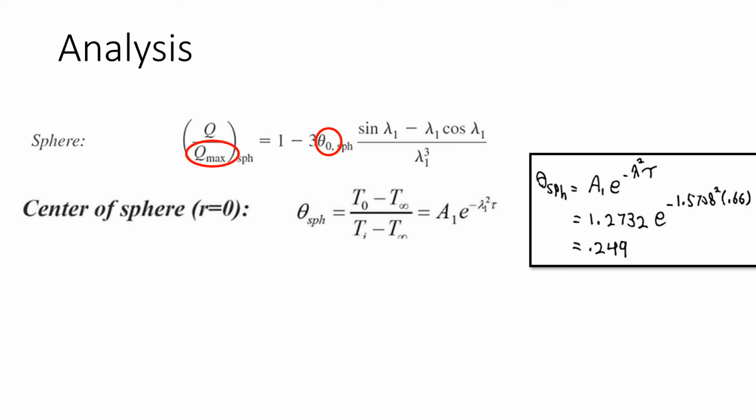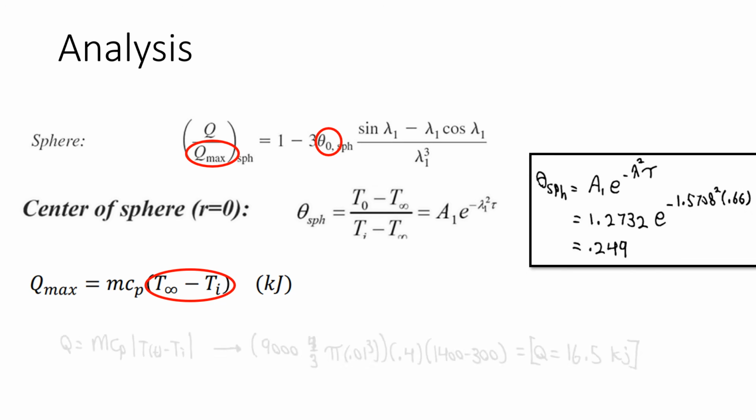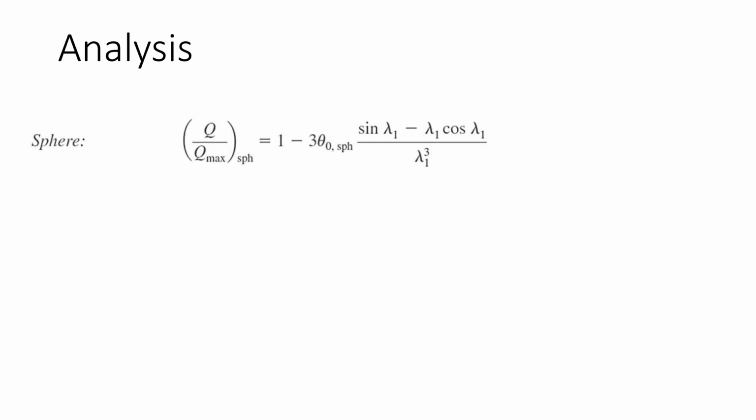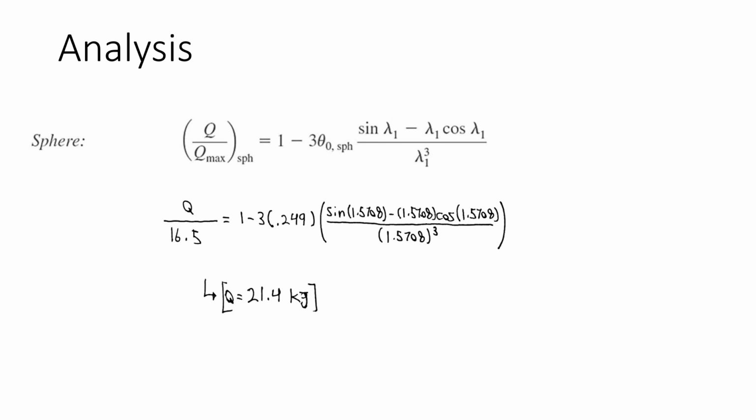Next we need to find Q max, and to find that we can use the same equation, mc delta t. Just note that delta t here is T infinity minus T initial. Plugging those numbers in, we get this. We get a value of 16.5 kilojoules. So now using our Q max value and our theta 0 values, we can sub it into the equation and solve for Q. We get a number of 21.4 kilojoules.